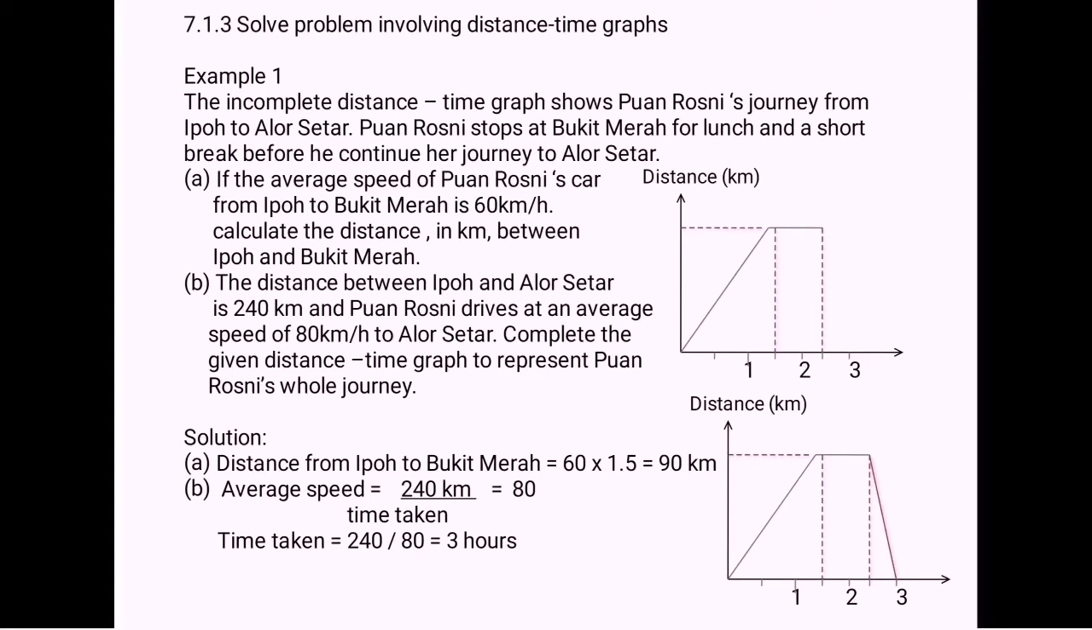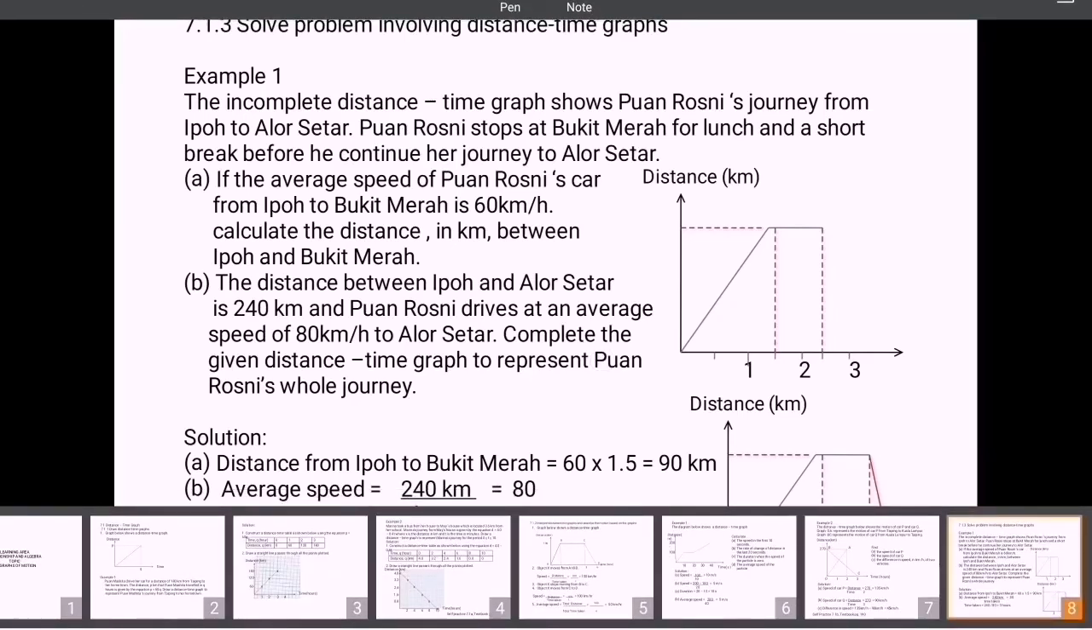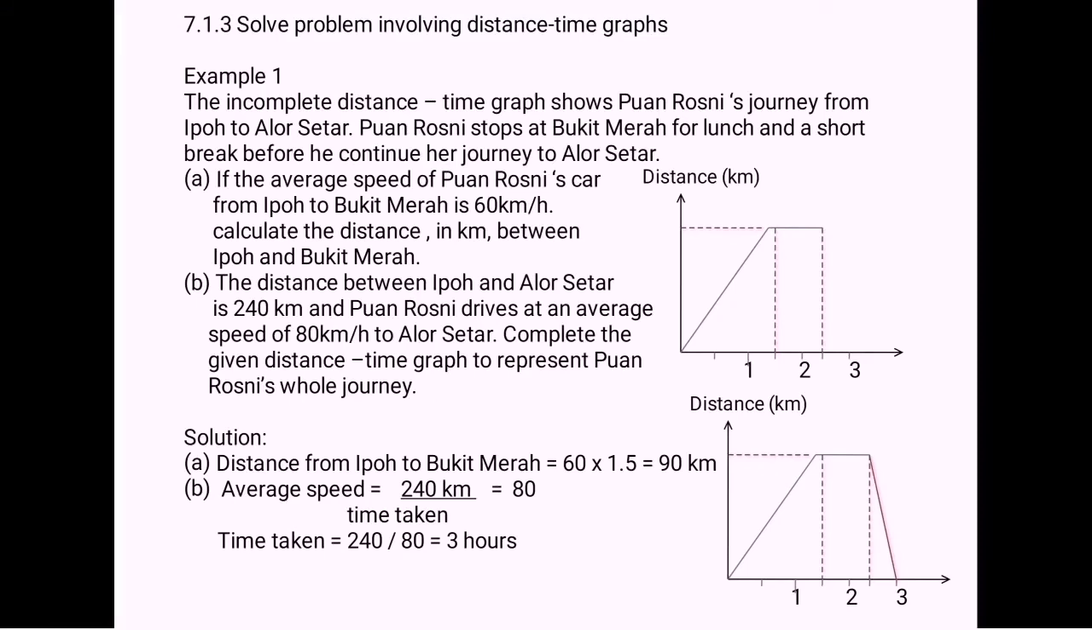Okay, B. The distance between Ipoh and Alor Setar is 240 km, and Puan Rosni drives at an average speed of 80 km per hour to Alor Setar. Total distance 240, average speed is 80. Complete the graph given. Let's see the solution. Average speed is total distance over time taken, equals 80. So time taken is 240 divided by 80. That means it's 3 hours.